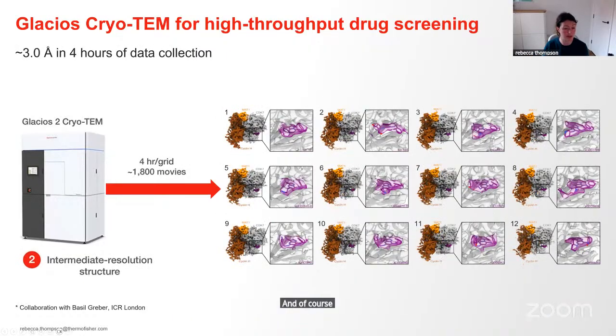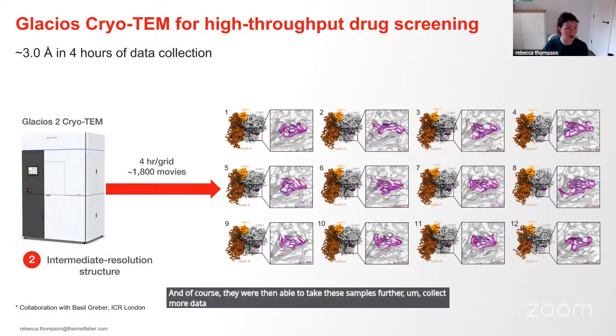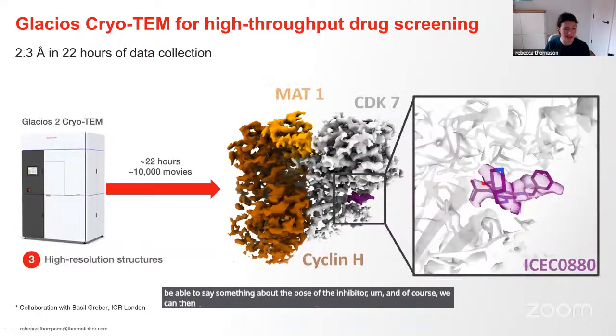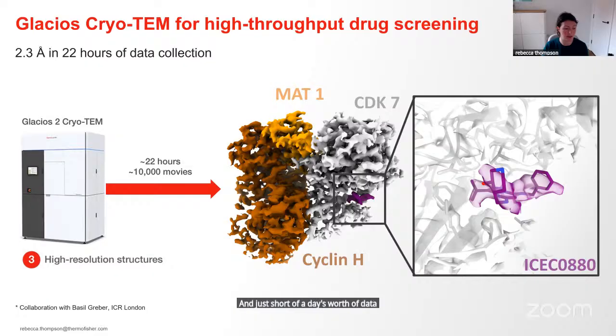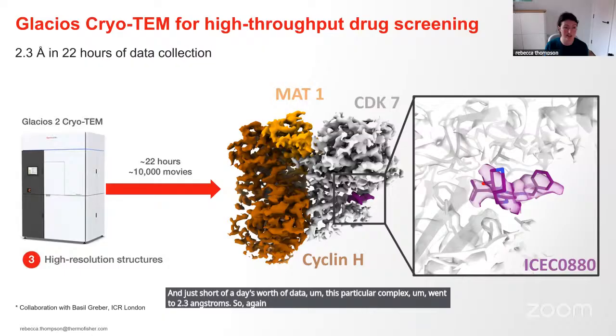And of course, they were then able to take these samples further and collect more data. And with 4 hours, we see the resolution improves. You start to be able to say something about the pose of the inhibitor. And of course, we can then collect more data still and get a higher resolution structure. So in just short of a day's worth of data, this particular complex went to 2.3 angstroms. So again, at this resolution, we can really be building in our protein structure de novo and get very accurate information about how these small molecules are binding.